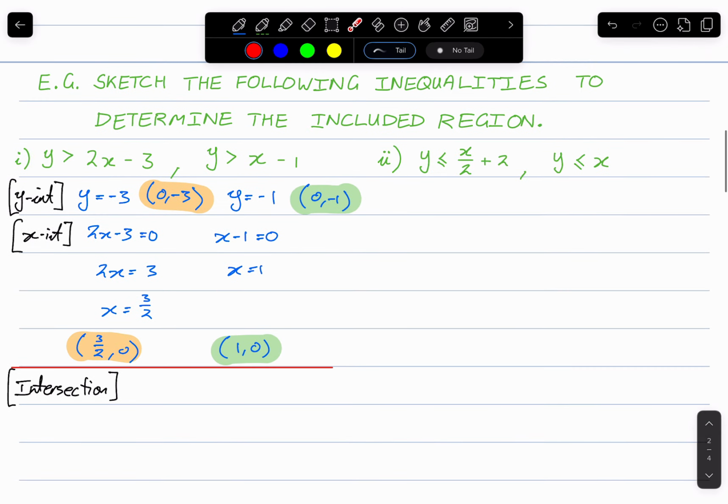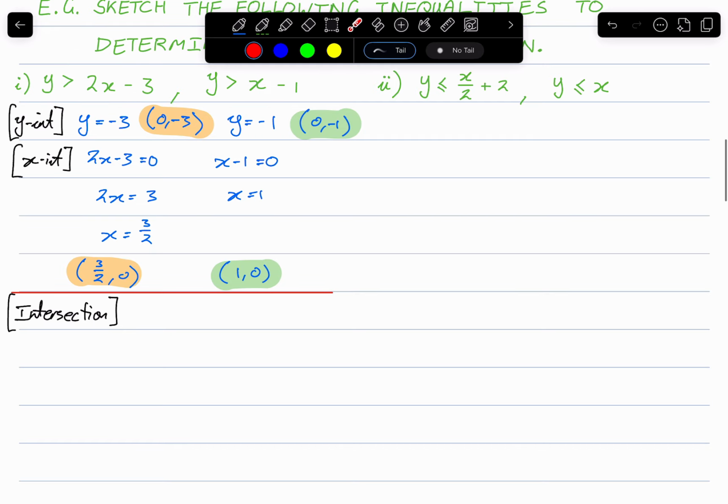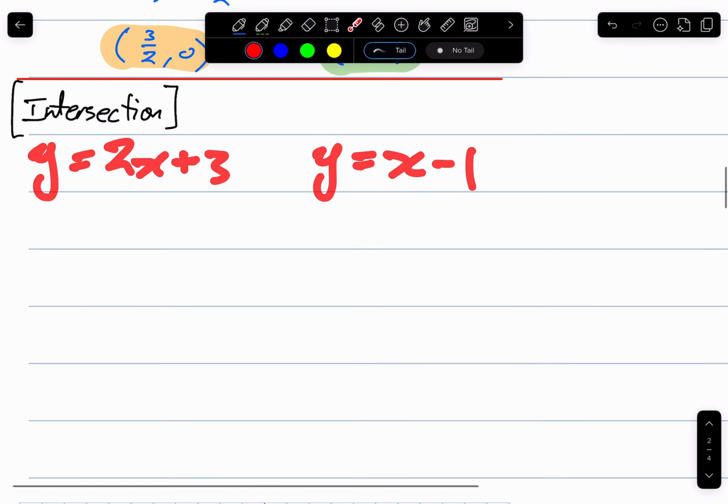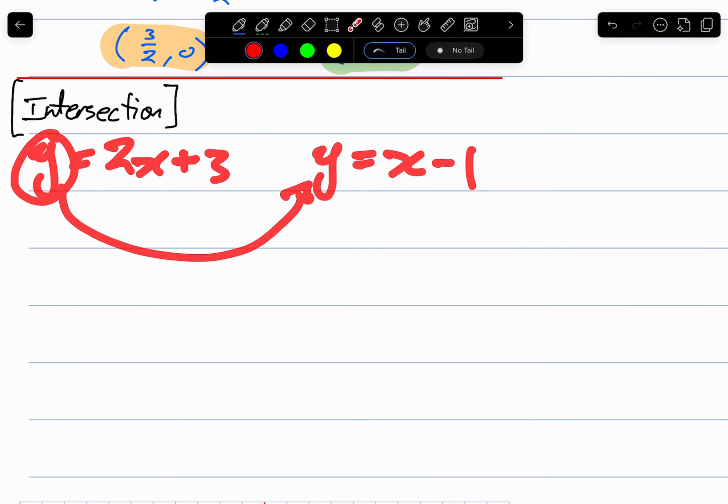Now you can do this in whichever way you like. Remember, we again just ignore the inequality symbols and let this be equal. From this point, we could do a substitution or we could do an elimination. For this, I'm going to do a substitution. I'm seeing these two as y equals 2x minus 3, and y equals x minus 1. As you can see, we can easily substitute y here.